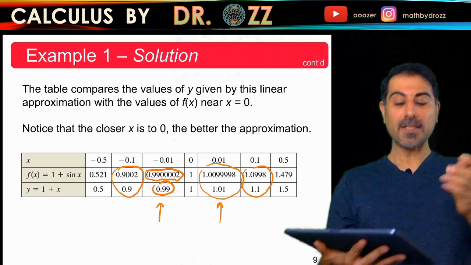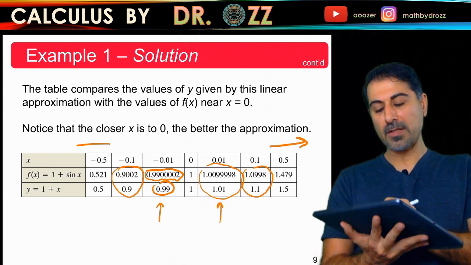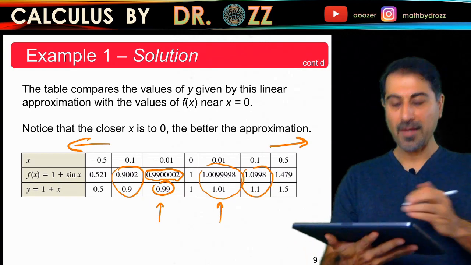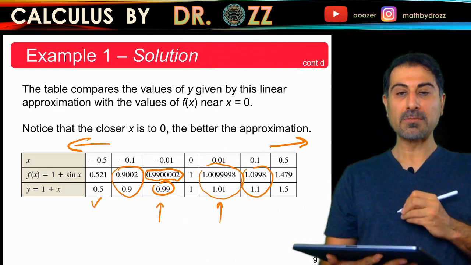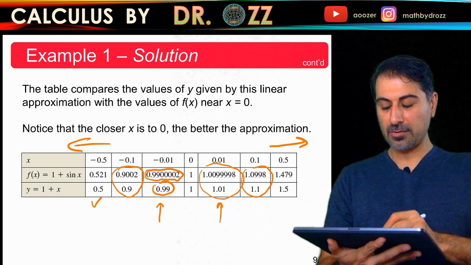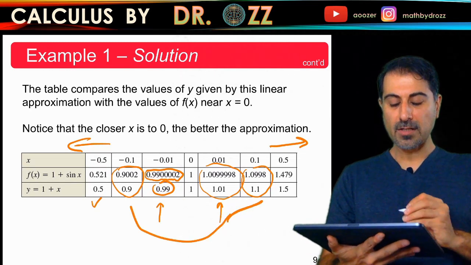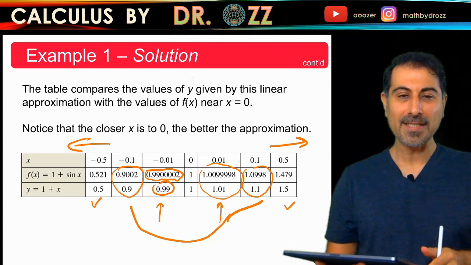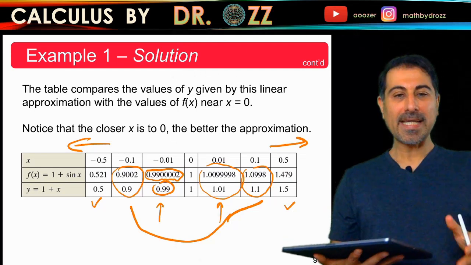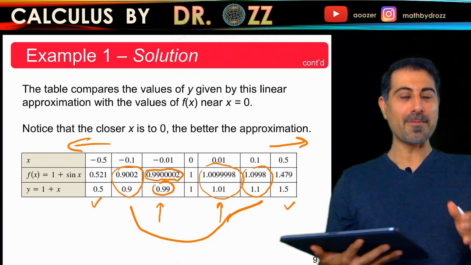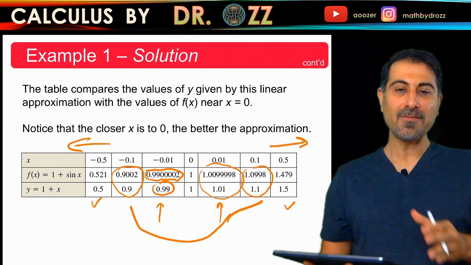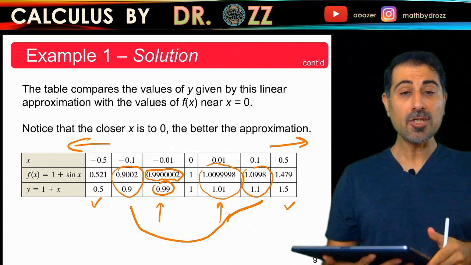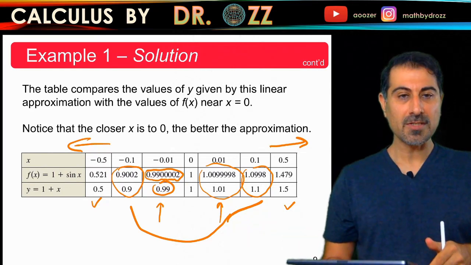And if you start getting away from 0, if you just consider, let's say, 0.5 or negative 0.5, we still have a good approximation, but not as good as those guys here, right? And then here you have 1.5 versus 1.479. That's an okay approximation, but not the best. So this tells us that if you diverge away from 0 much, then obviously the approximation is not going to be as good.